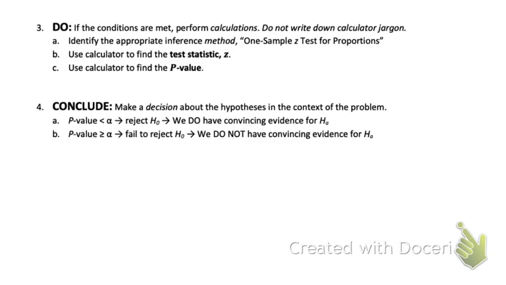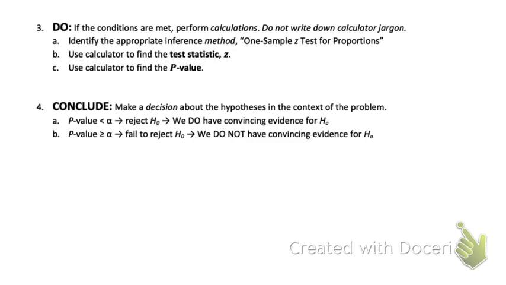If the p-value is low, what are we going to do? We're going to reject the null hypothesis. We do have convincing evidence for the alternative. If the p-value is not low, we cannot reject the null hypothesis. We fail to reject it. Does that mean we're accepting the null hypothesis? No, we just don't have enough evidence for the alternative.